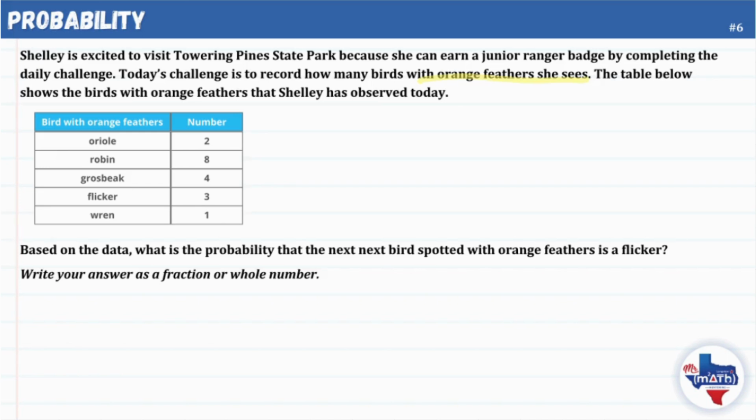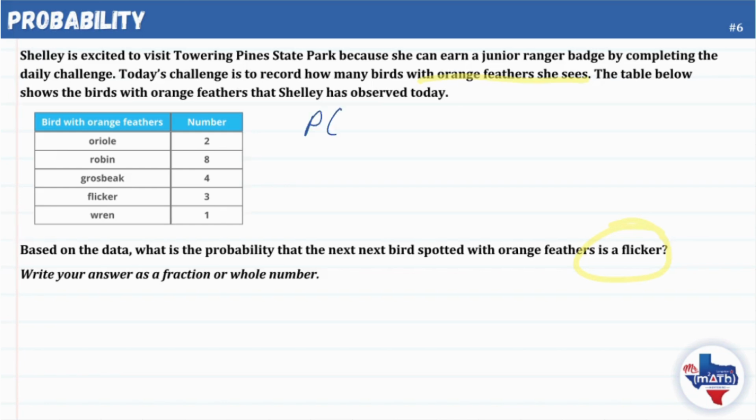All right, so all these are birds with orange feathers, and there's different types of birds. We have the oriole, the robin, the grosbeak, the flicker, and the wren. What we need to find out is what it is that we're looking for. It says, based on the data, what is the probability that the next bird spotted with orange feathers is a flicker? So what we're looking for is the probability of finding a flicker.